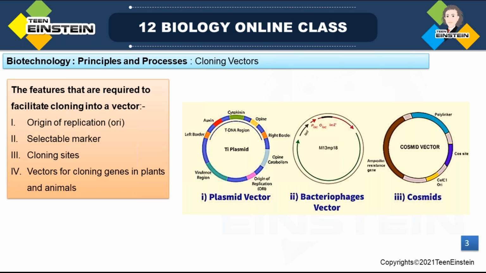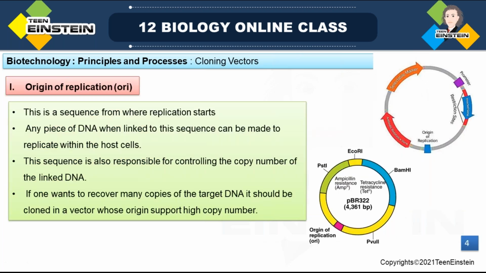So let us discuss all these features in detail, one by one. Origin of replication, selectable marker, cloning site, vector for cloning genes in plants and animals. The first one we are going to discuss is origin of replication.